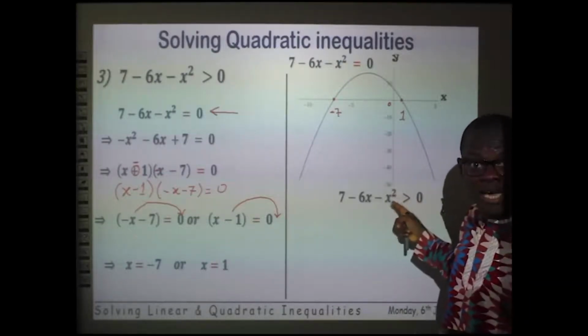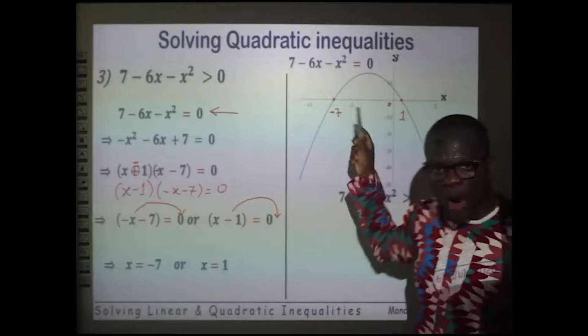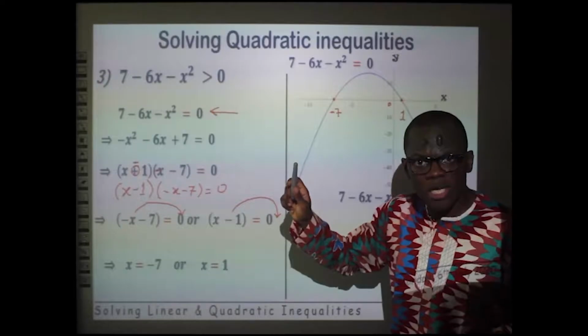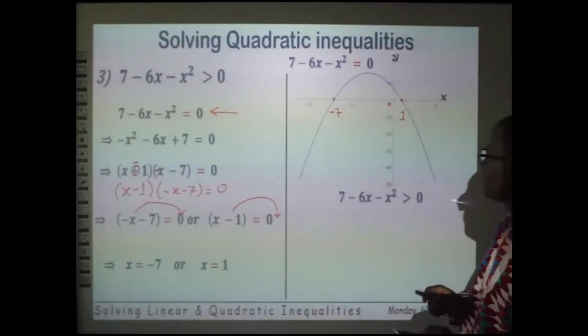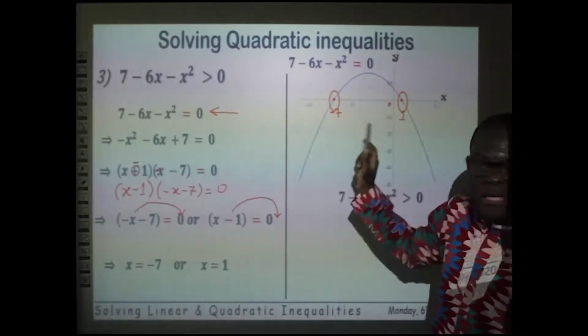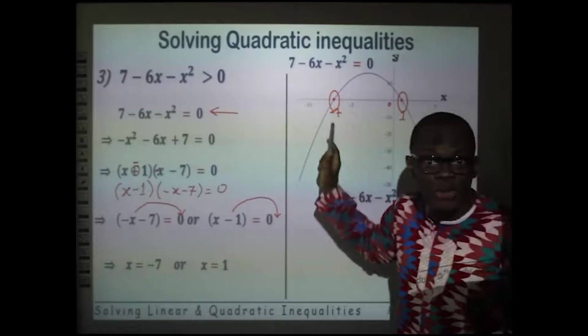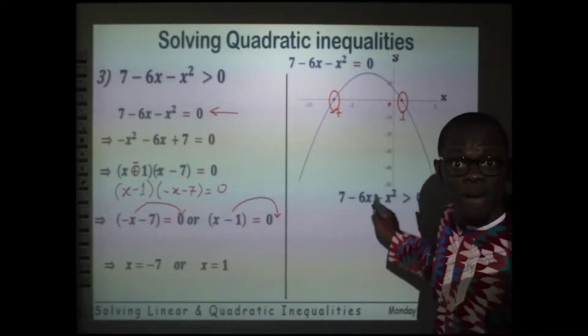It says greater than here, greater than. Meaning at these 2 points, are we going to have a solid circle or not? It will not be a solid circle because it's just greater than. Yeah? It's not a solid circle, meaning we would not take into consideration the minus 7 and the 1. We would not include the 2 in our answers, alright? So take note.